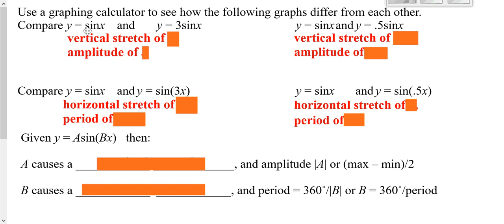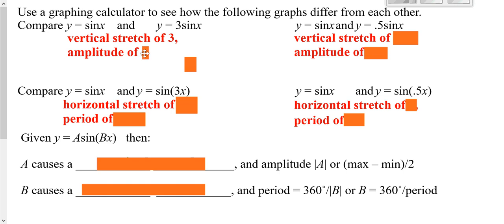Type in sine of x in your y2. Type in y equals 3 sine of x. Then, before you hit graph, I would go zoom down to trig. If you go zoom down to trig and then hit graph, you'll see that the second one has a vertical stretch of 3. It goes 3 times as high and 3 times as low.